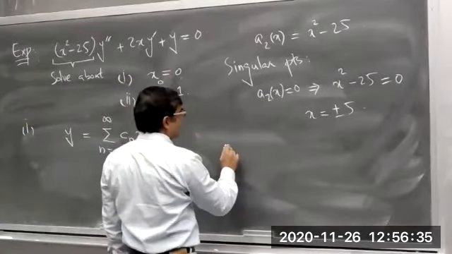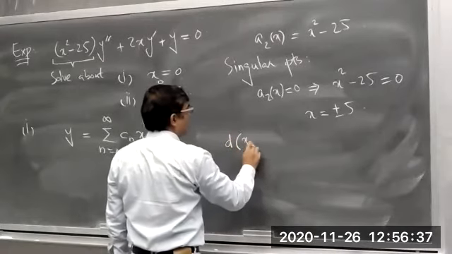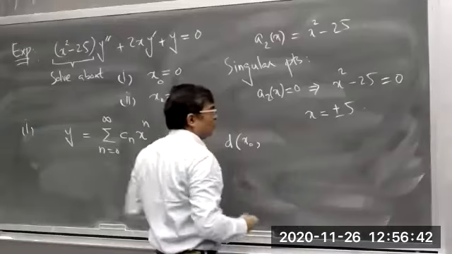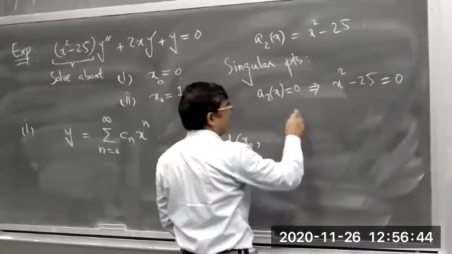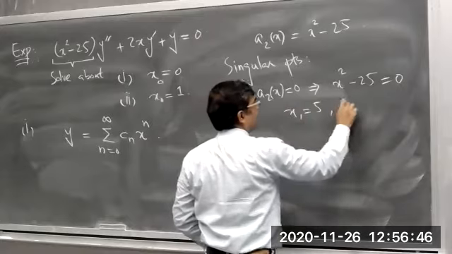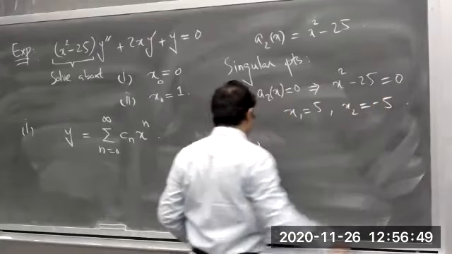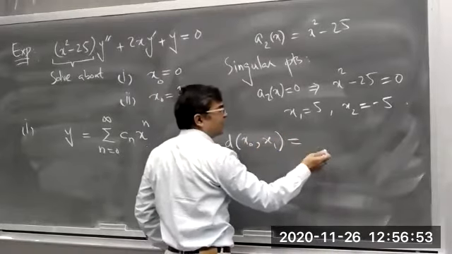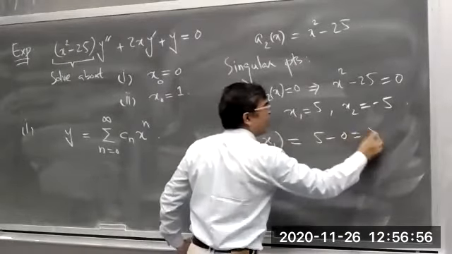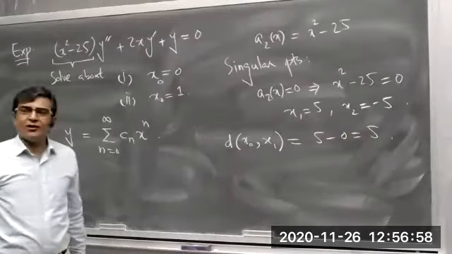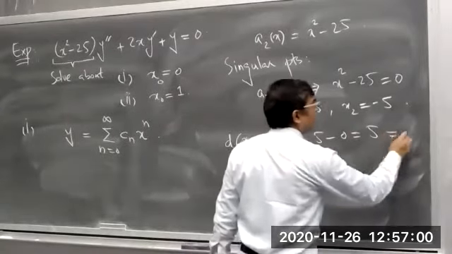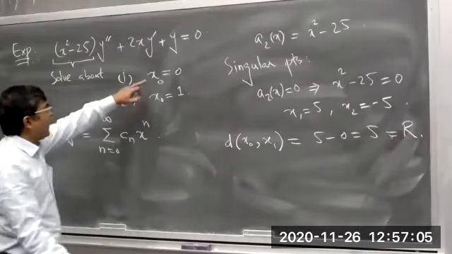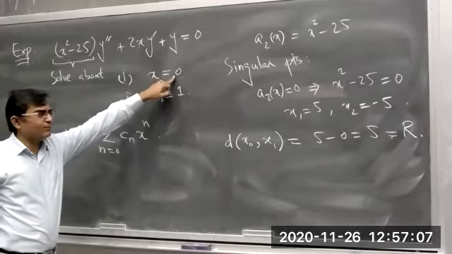So the distance of x naught, and if we call this x1 and x2, let us say x1 is 5 and x2 is -5. So the distance from x naught to x1 is 5 minus 0 obviously, and it is 5. So this will be your radius of convergence of the power series about x naught equal to 0.